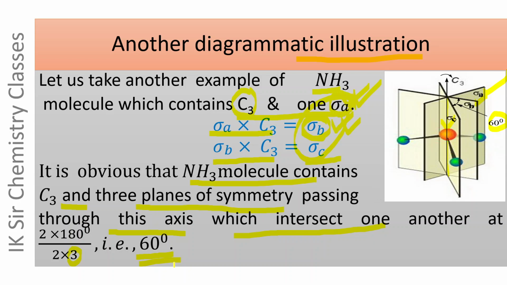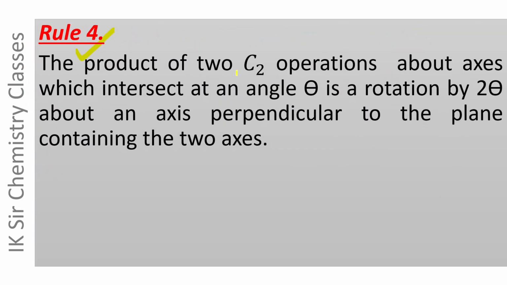NH3 molecule contains one C3 axis of symmetry and three vertical planes of symmetry containing this axis, and these planes of symmetry intersect one another along this C3 axis at an angle of 60 degree. Rule number 4. The product of two C2 operations about axes which intersect at an angle theta is a rotation by 2 theta about an axis perpendicular to the plane containing these two axes.